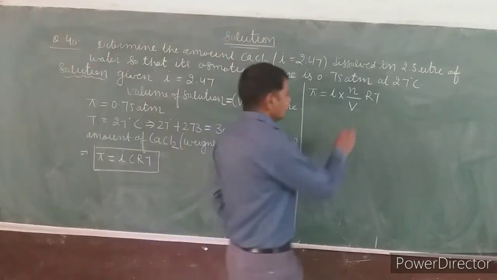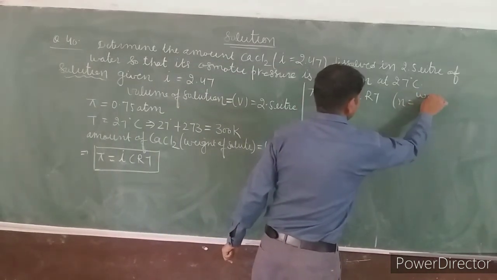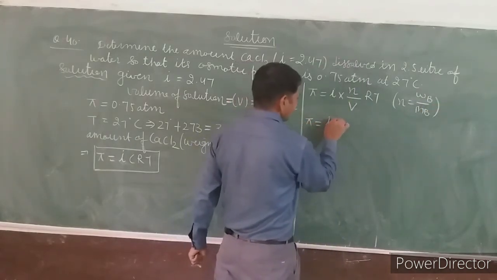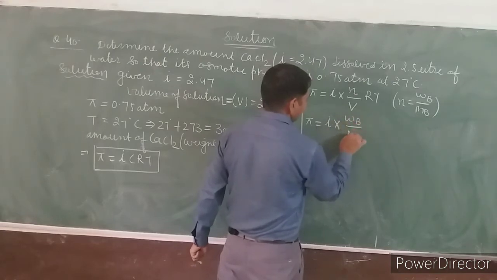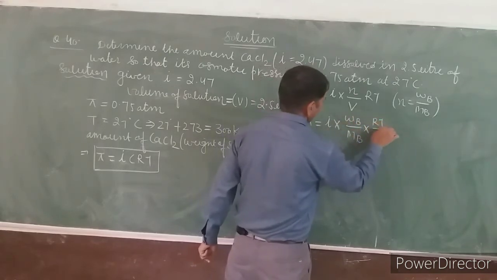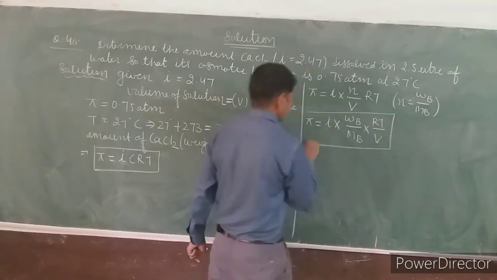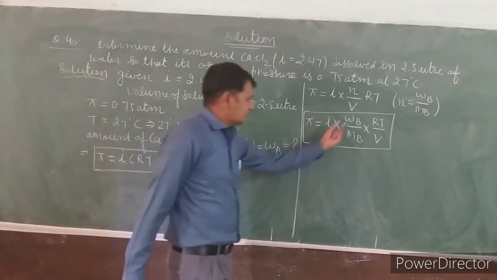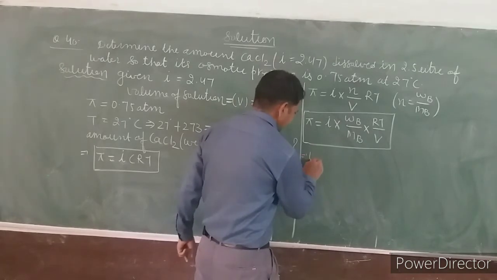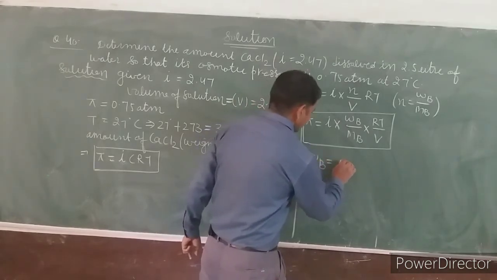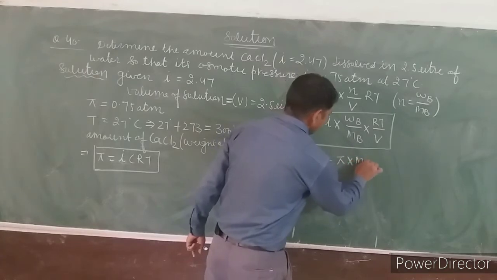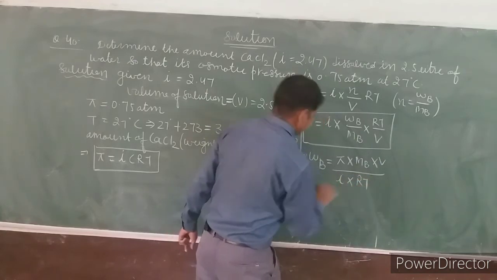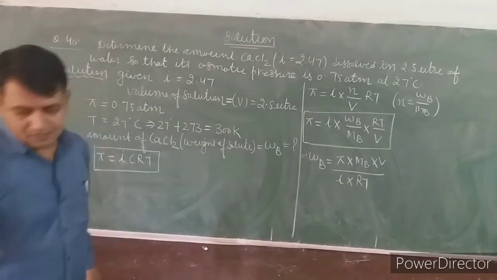It means, we know that n is equal to given mass upon molar mass of solute. So further, this formula will be modified like this: pi equals i into WB upon MB into RT upon V. This is the final formula to calculate the amount of calcium chloride. This we have to find out, WB. So we can write here again, WB is equal to pi into MB into V upon i into RT.